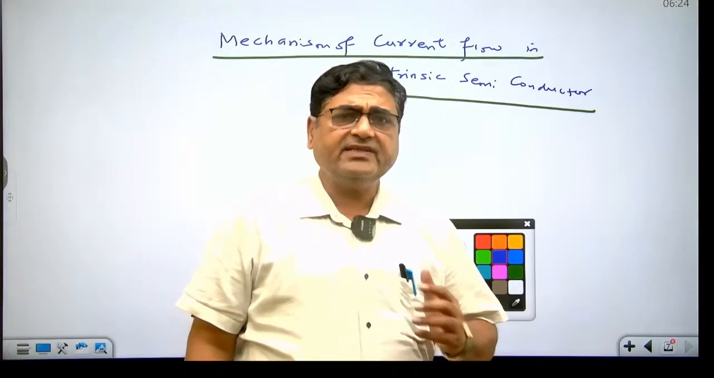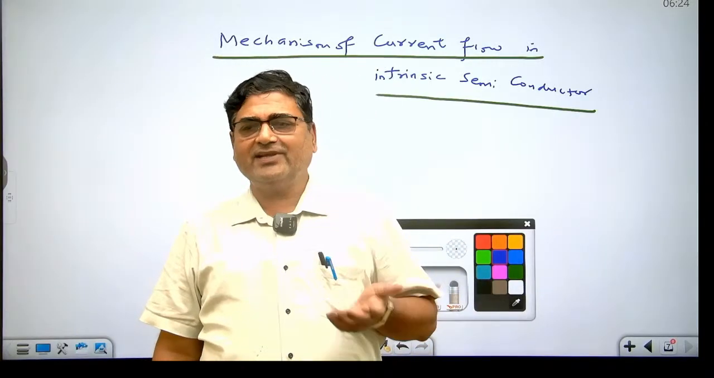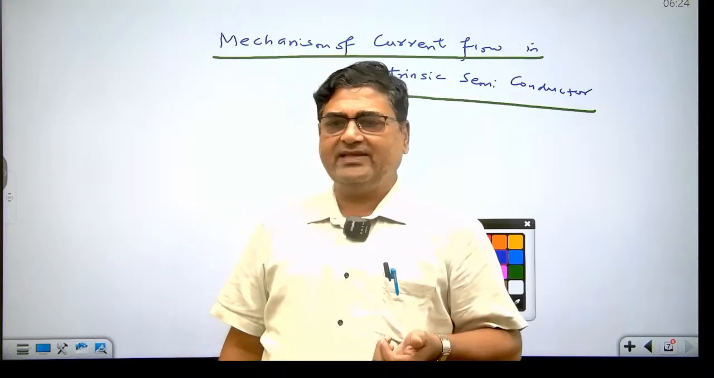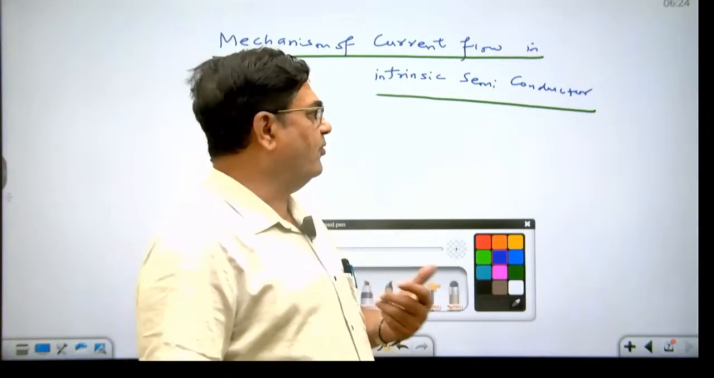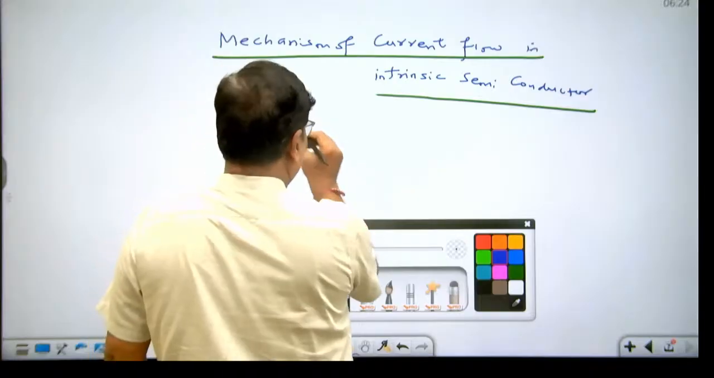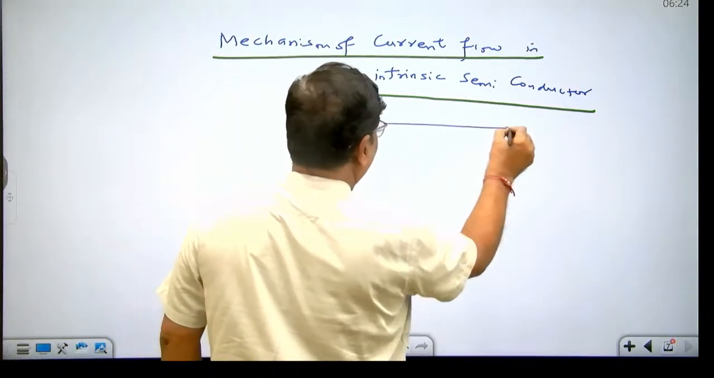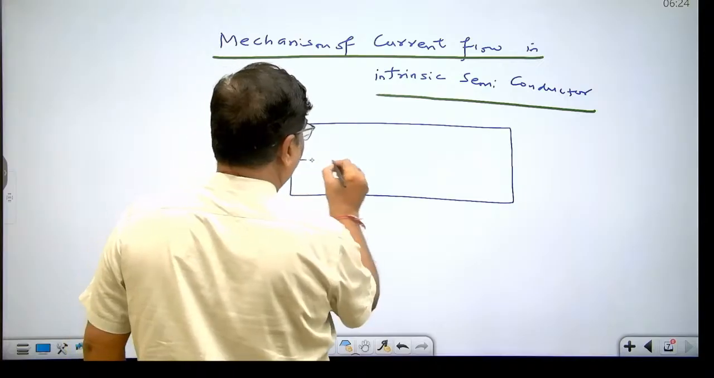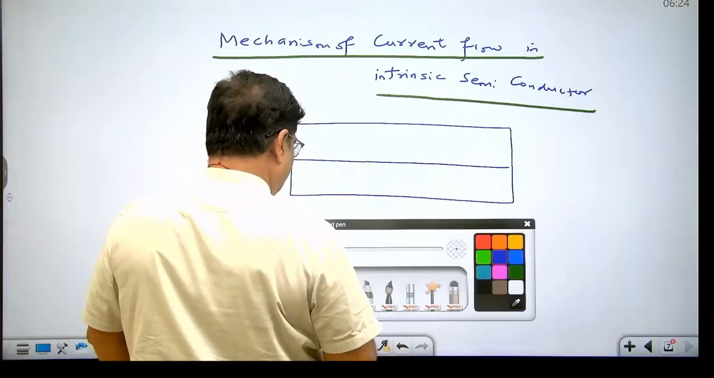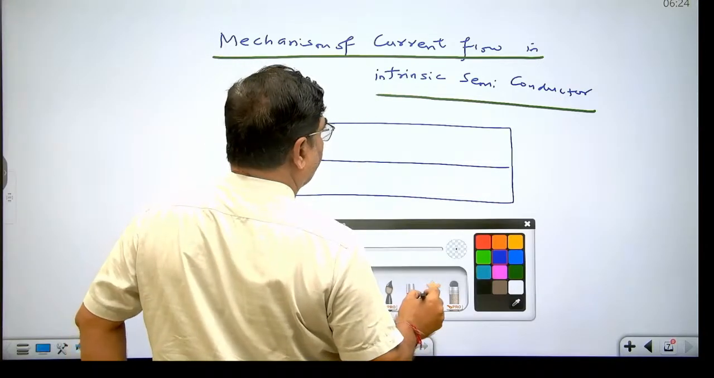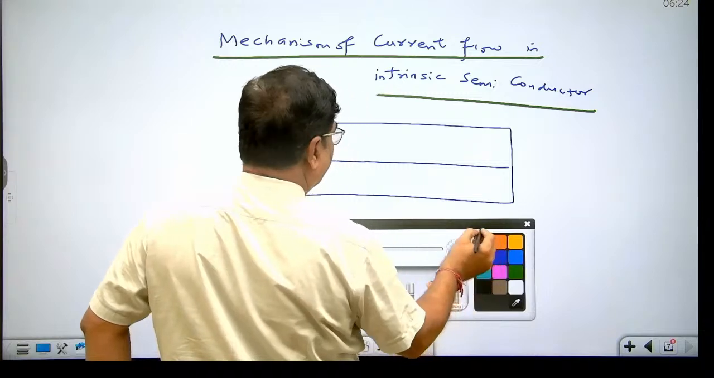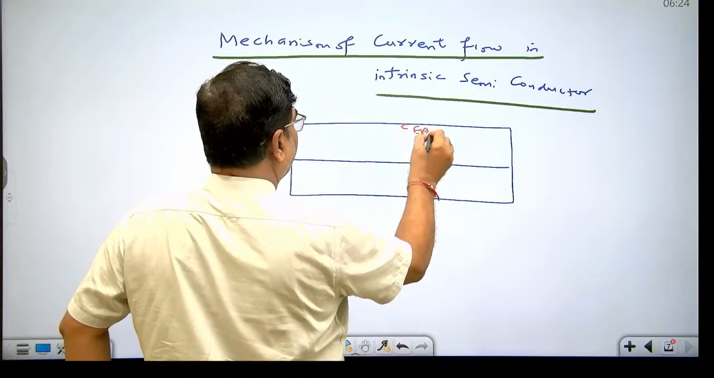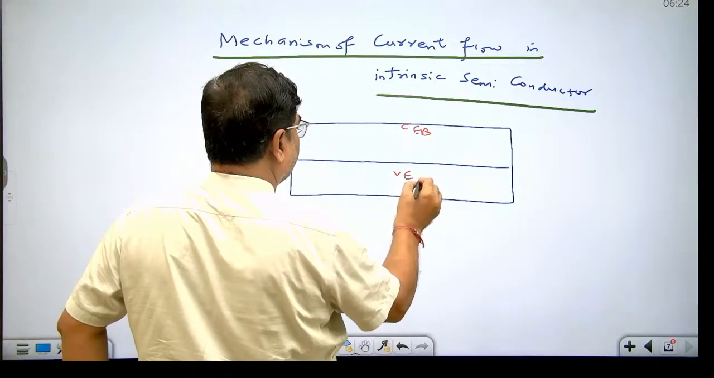In case of intrinsic semiconductor, in conduction energy band, current flow takes place due to electron. In valency energy band, it takes place due to holes. When external potential difference is applied across the ends of intrinsic semiconductor, this is conduction energy band and this is valency energy band.